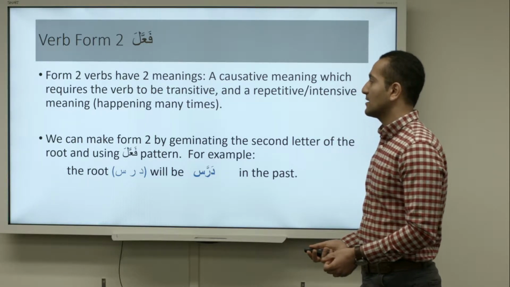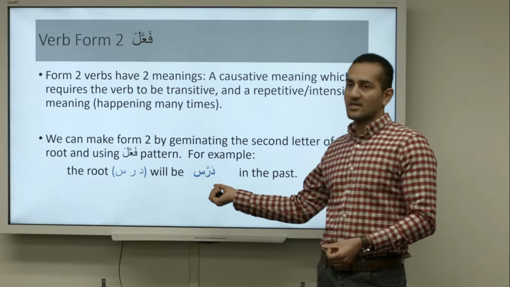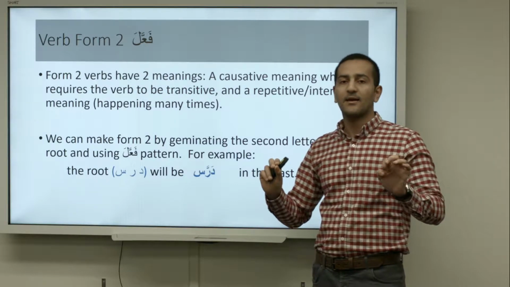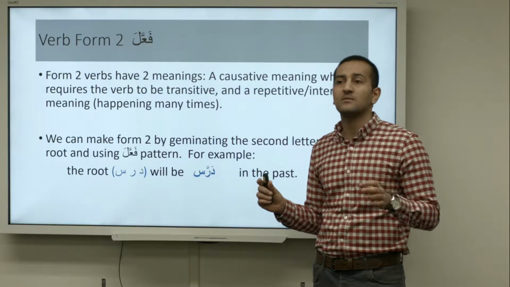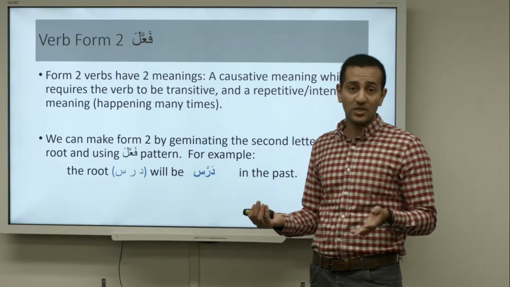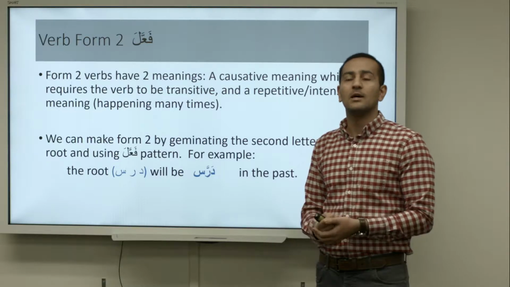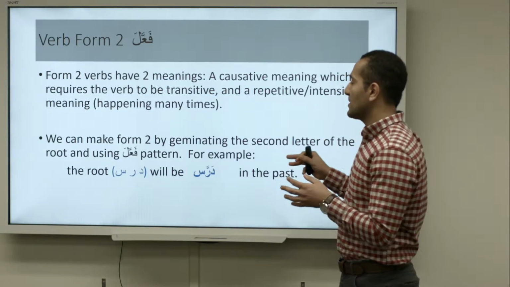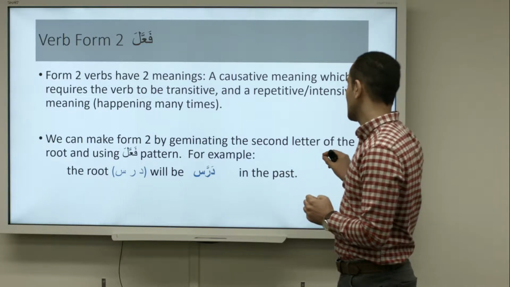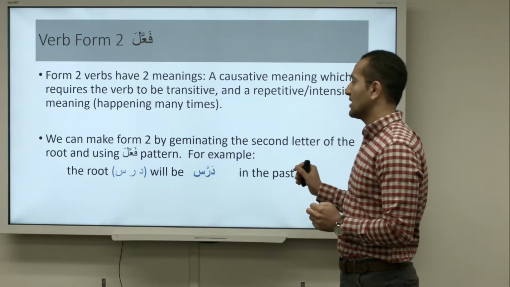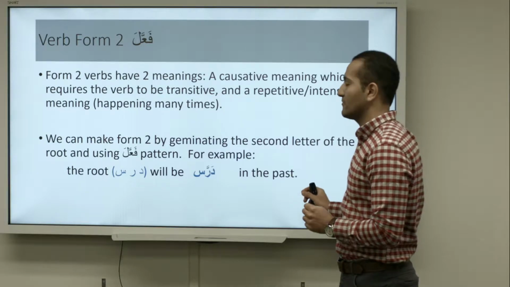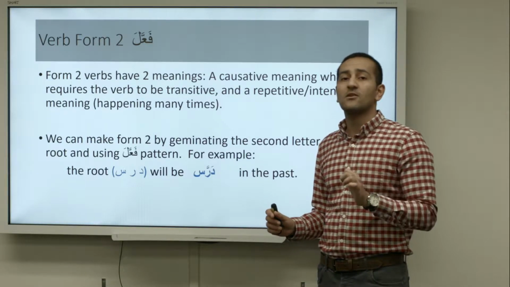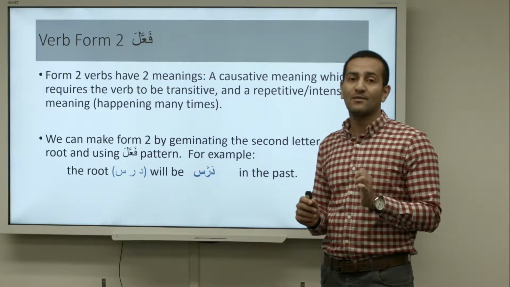Examples of that is the word darasa. We already know the three letters, the root darasa, which means something like teach, study, yadrus, study. What about darasa? So we can make the verb form 2 by geminating the second letter of the root and using the fa'ala pattern. For example, we have darasa, it will be darasa. So we geminate the R sound.